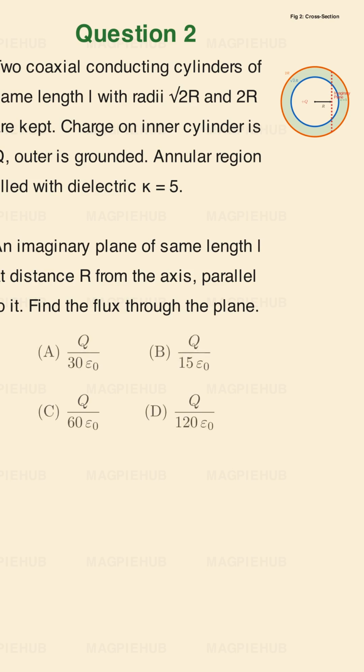The options are A, q over 30 epsilon naught. B, q over 15 epsilon naught. C, q over 60 epsilon naught. D, q over 120 epsilon naught.